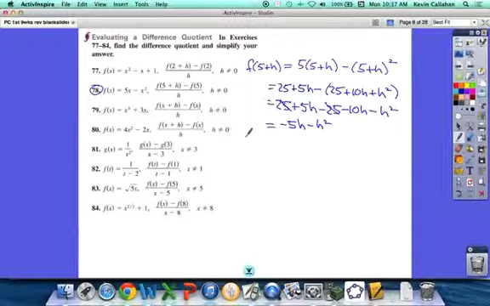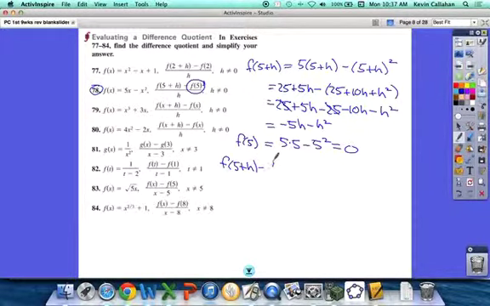Now we have to subtract the f of 5. Where do we get that from? Just plug it in. There's your f of x. How do you find f of 5? Plug in x equals 5. So f of 5 will be 5 times 5 minus 5 squared, which is 0. So now when we subtract the f of 5 plus h minus f of 5, the 0 didn't make any difference. We just get our negative 5h minus h squared.